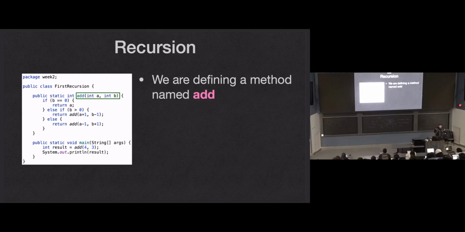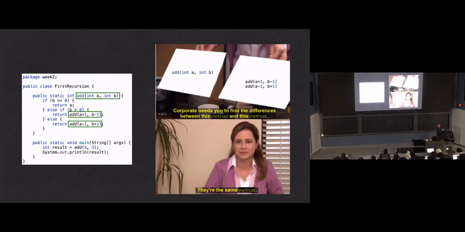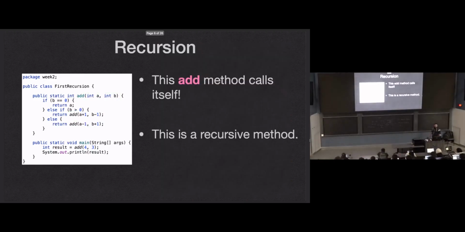So we're defining a method named add. And inside the definition of that method, we're calling a method named add. This method calls itself. In the definition of the method, its own definition depends on its own definition. We can't finish writing this method without the method already being written. It's a weird concept at first. We're going to explain it. We're going to see how this actually works, how a method can possibly call itself.